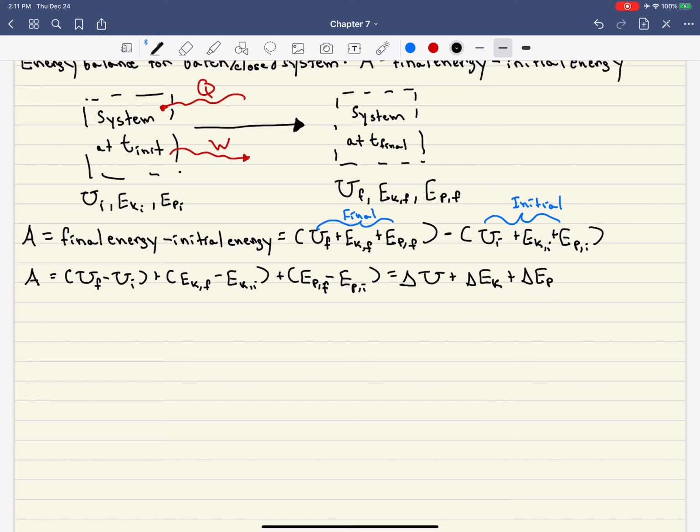Okay? All right? And so you've probably seen this delta used before in classes, but I just want to emphasize that delta means final minus initial. Okay. All right, and so when we consider the accumulation of energy in our system, we could think of the final minus initial values of all of the energy terms.